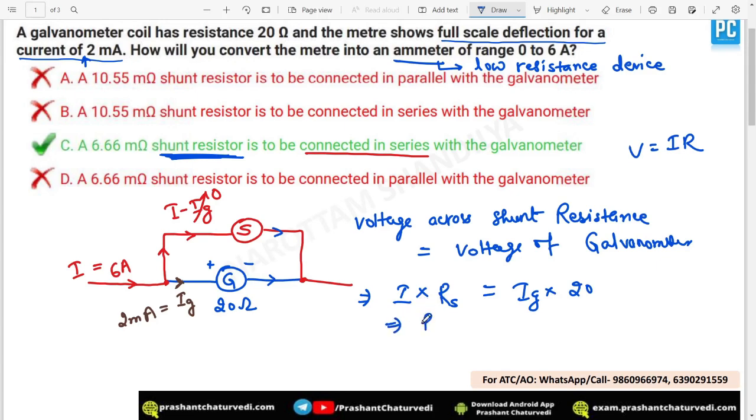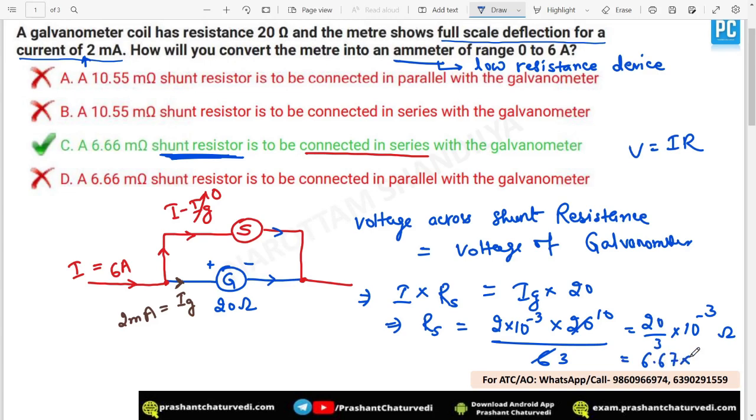Okay, so from here you can very easily calculate the value of Rs, and Ig has been mentioned as 2 milliampere. So 2 into 10 to the power minus 3 into 20 divided by I, which has been given as 6 ampere, so it is 6. By default I am telling you this is directly solvable, a very easy question. 10 into 2 is 20, 20 divided by 3 into 10 to the power minus 3, 10 to the power minus 3 ohm can be written as milli ohm, and 20 by 3 can be written as 6.67 milli ohm.